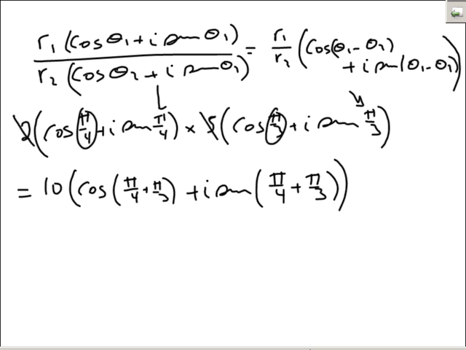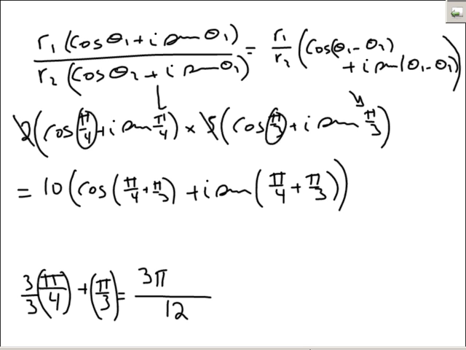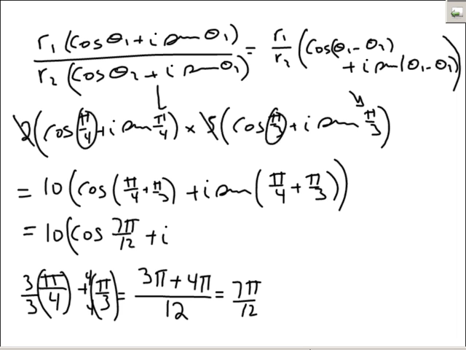Okay, now you should really add these angles. What is pi over 4 plus pi over 3? Well, the LCM is 12. If I multiply this by 3 over 3, I'll get 3 pi over 12. And if I multiply this by 4 over 4, I'll be adding 4 pi over 12, which is 7 pi over 12. That is, this is 10 times the cosine of 7 pi over 12 plus i times the sine of 7 pi over 12. These two angles should always be the same.